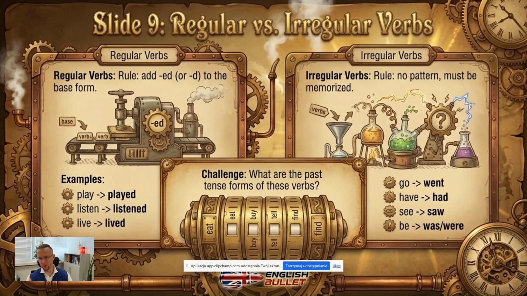So for instance, from go we have went, the past form. From have we have had. From see, saw. From be, was, were. So there is no rule behind it, no similarity. It just has to be memorized.